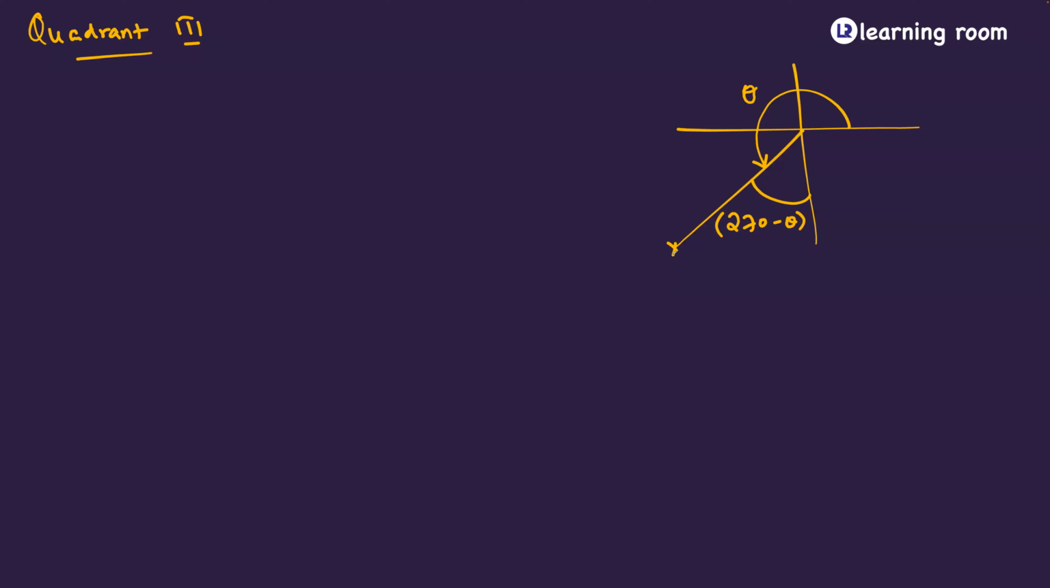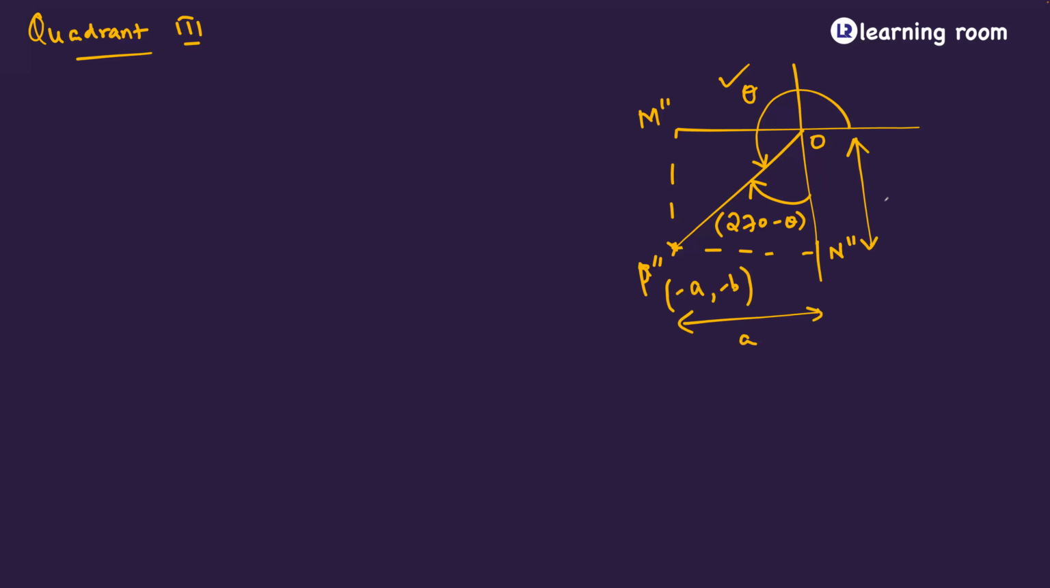So when you're landing in the third quadrant, when you rotate through theta angle in the anticlockwise direction or 270 minus theta in the clockwise direction, it is going to land at the same point or on the same line. So if I take this to be O, if I take this to be P double dash, I'll drop a perpendicular. This is going to be M double dash and this is going to be N double dash. How much is this going to be? This point, if I take it as minus A comma minus B, this distance is A, this distance is B.